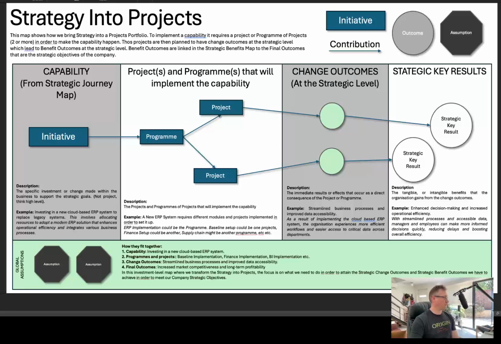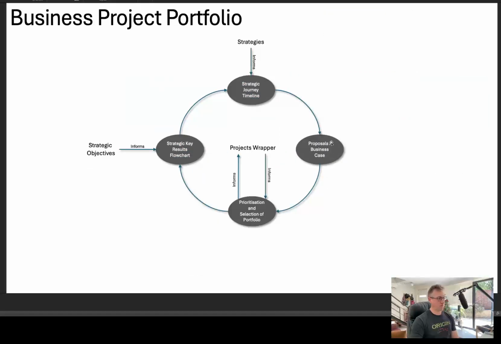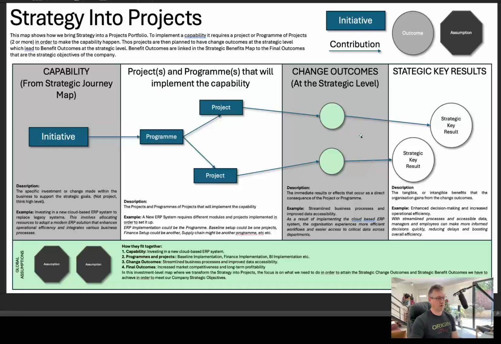So when I was talking about feeding that information into project proposals and business case and prioritizing, it all comes down to basically planning out from this. It all starts to fit together. Okay, and then your initiative is obviously the high level piece of capability that you're trying to build out, and inside that capability requires programs and projects in order to get that initiative or capability done and dusted.